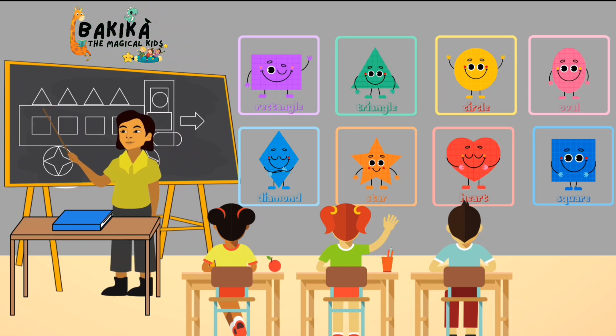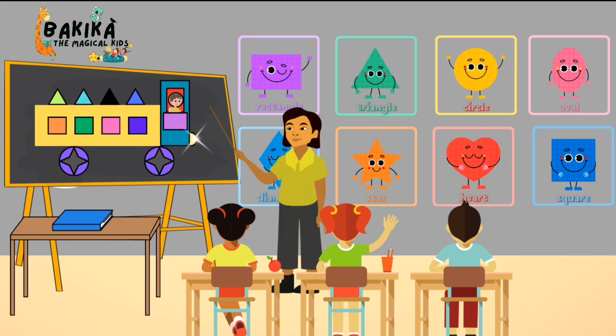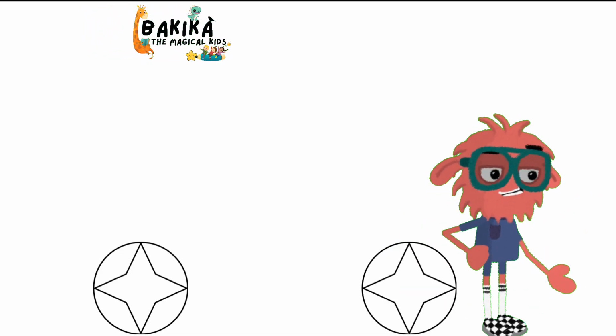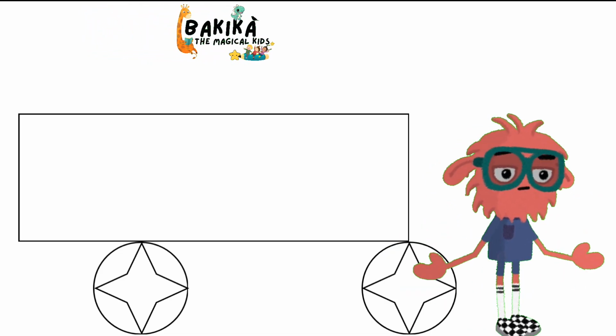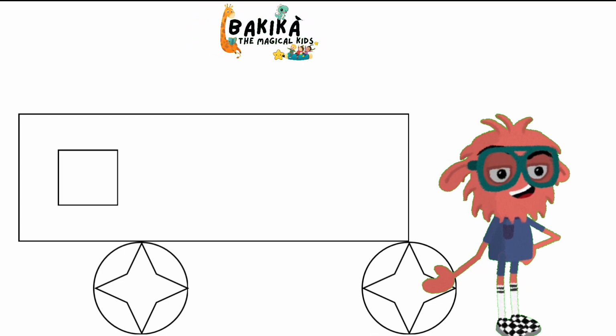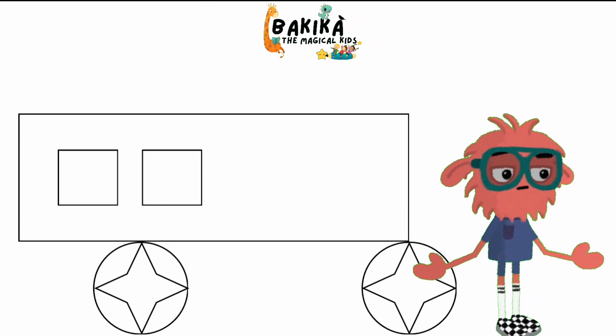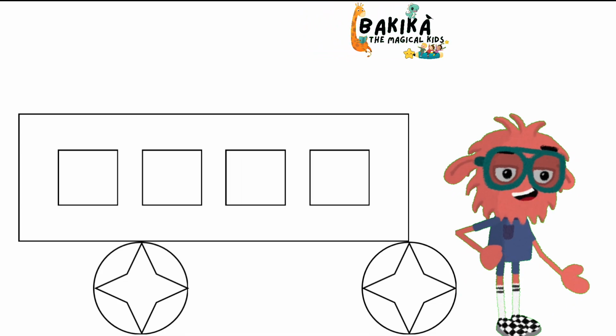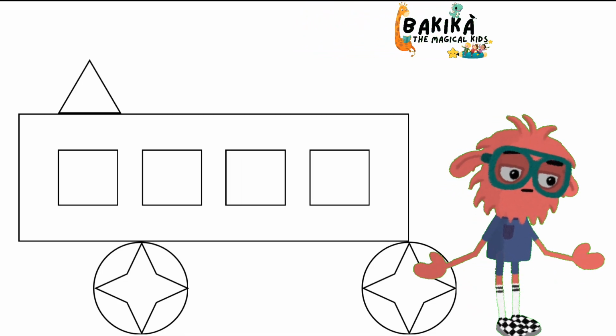Alex, could you please explain how to create a bus using shapes like circles and squares? Our first shape is a circle. Use it as the bus wheel. Now, take a star and place it inside the circle. Now, take a rectangle and place it on top of the two wheels. Now, take 4 squares and place them inside the rectangle to create a window.